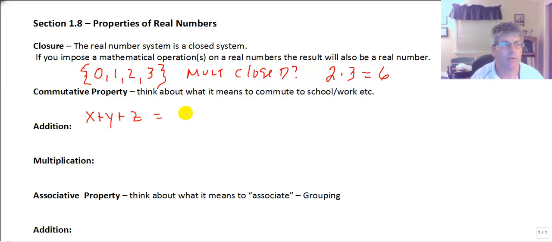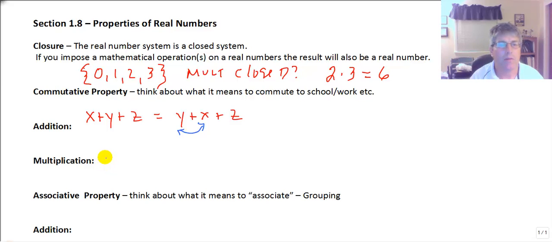Well, that is going to be the equivalent of y plus x plus z. So in our example here, the y and the x, they commuted. They changed spots, but these are still equivalent.